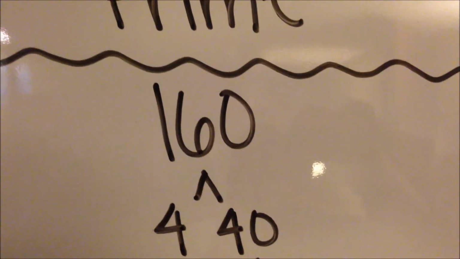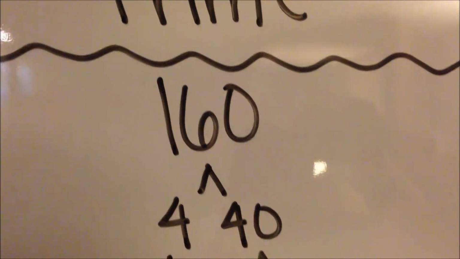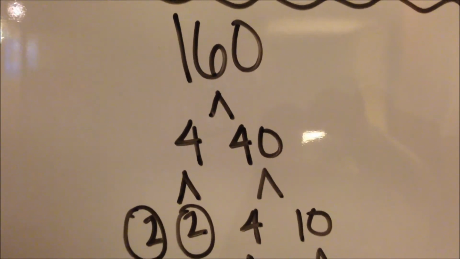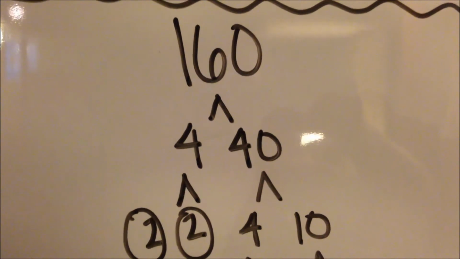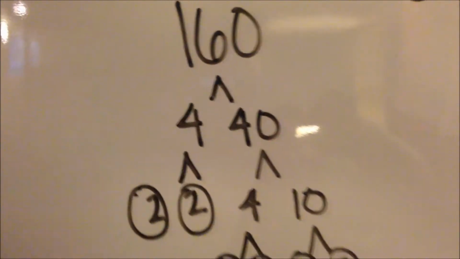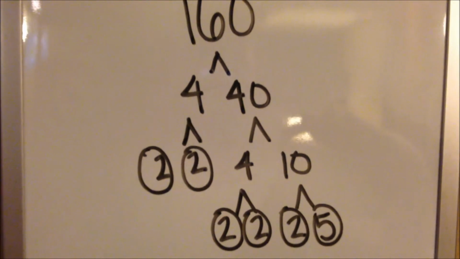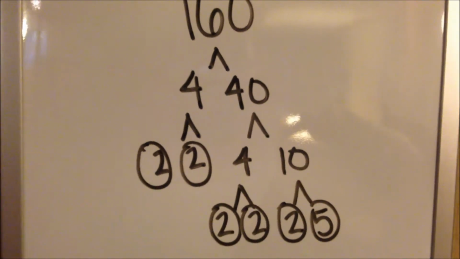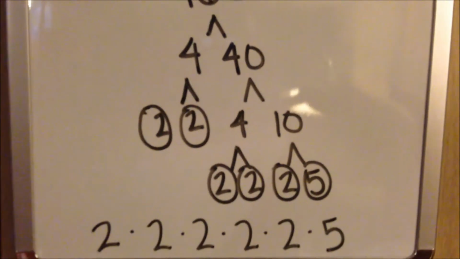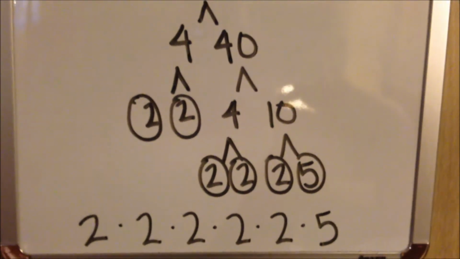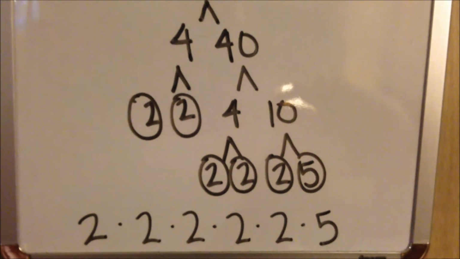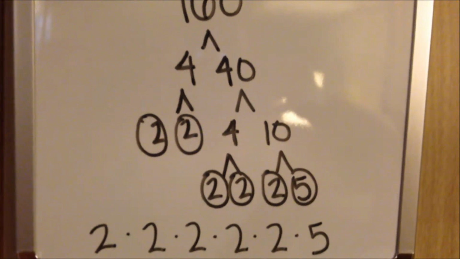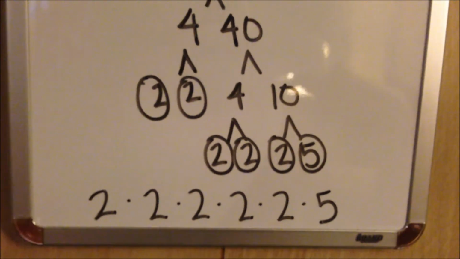Well, I broke it into 4 times 40, both of which further break down. 4 breaks into 2 times 2, both of which are prime, so I circled them. And then 40 breaks into 4 times 10, both of which can break down further. 4 breaks into 2 times 2, both of which are prime. And 10 breaks into 2 times 5, both of which are prime. So we have 2 times 2 times 2 times 2 times 2 times 5, or 2 to the 5th times 5. No matter which 2 numbers you broke 160 into, you should end up with the same exact prime factors as me.